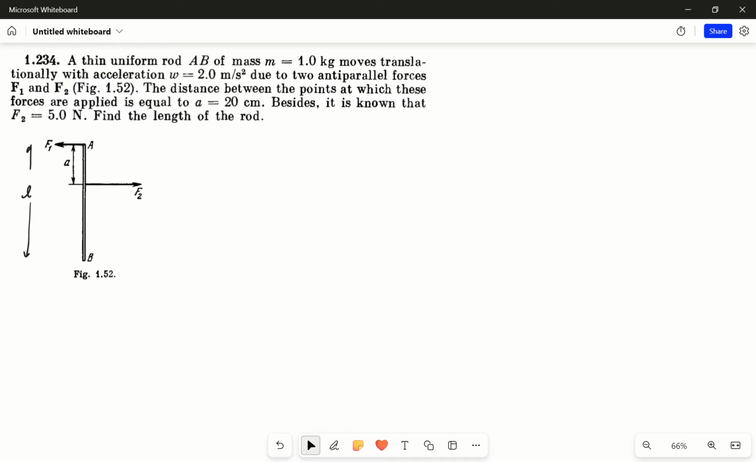Okay. So A equal to 20 centimeter or 0.2 meter. Right. And what we are given, F2 equal to 5 Newton. And this rod is accelerating with W equal to 2 meter per second square. M equal to 1 kg. And we have to find out the length of this rod.